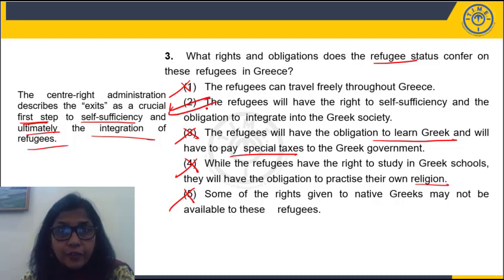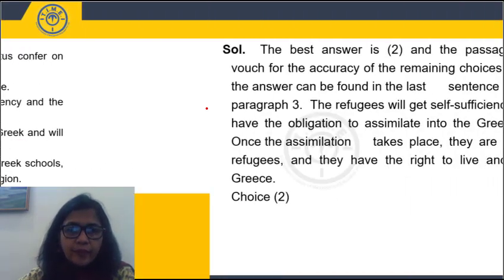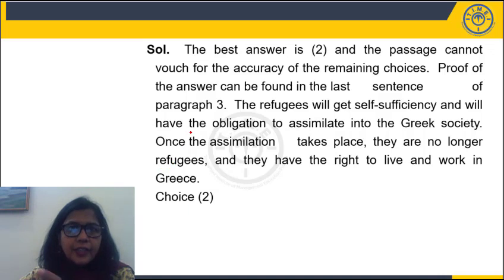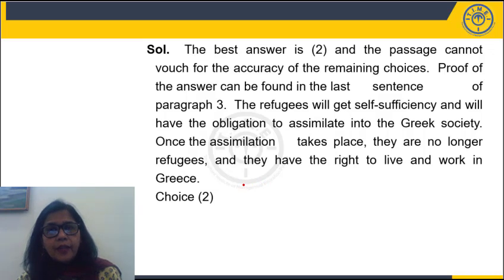They will have the right to self-sufficiency and the obligation to integrate with the Greek society. Fine. So we've already discussed the answer here. And once this integration, this assimilation has taken place, then they would no longer be considered refugees. They would be part of the general population of Greece, right?